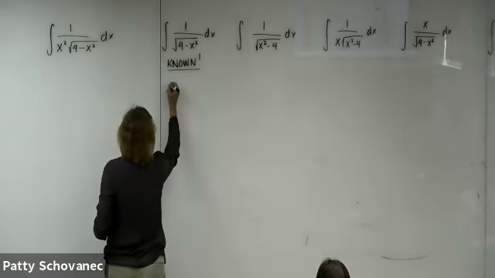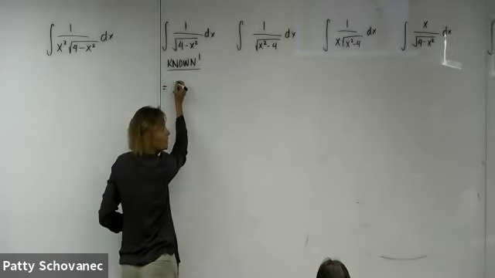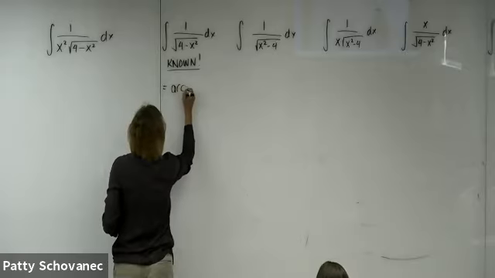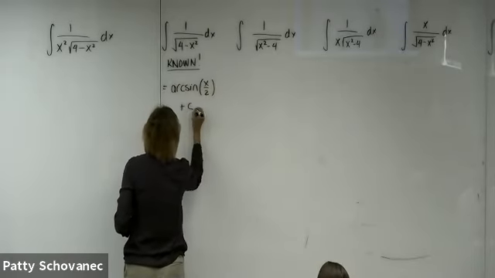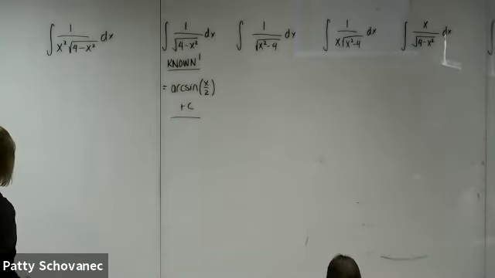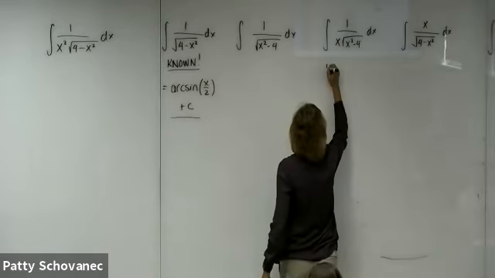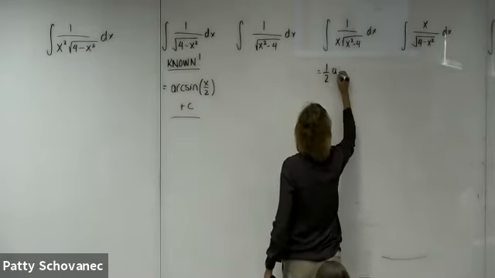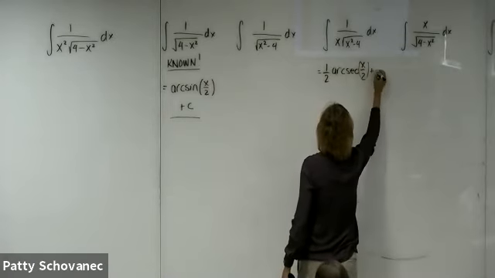Inverse sine. So do I have a 1/2 out front? Not with the inverse sine. But I do have an x/2 here. That one's known. There's one more up here that's known. Those four. This one, what's this one? 1/2 arc secant of x over 2. All right.